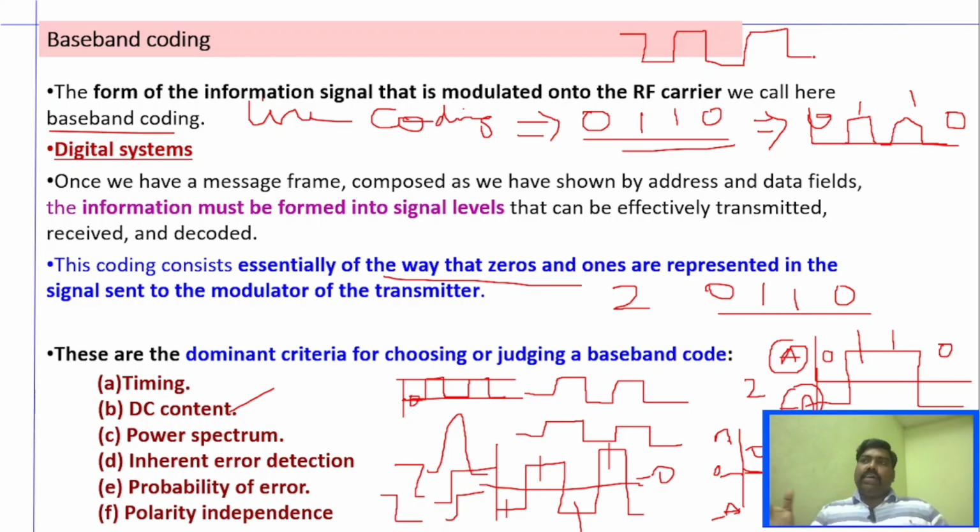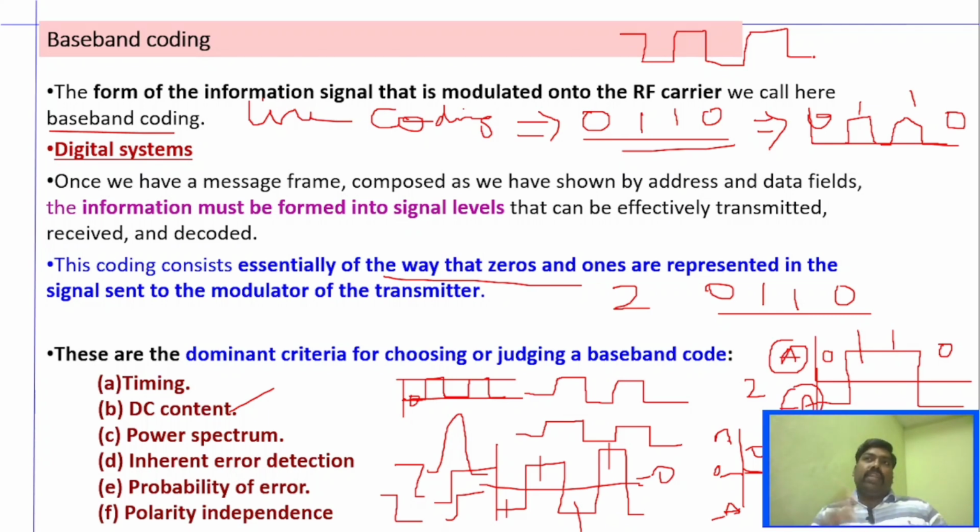So at the receiver, while receiving a signal, if there is no transition happening at the change of bit, then it has understood that there is some error. So it will neglect that one, right? That is called an inherent error detection technique, right? The baseband coding must itself have this error detection capability.